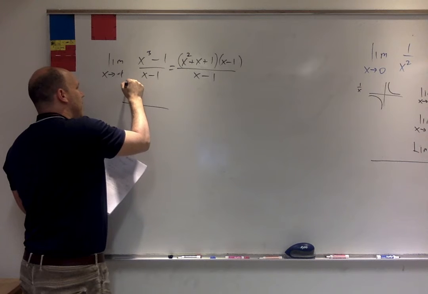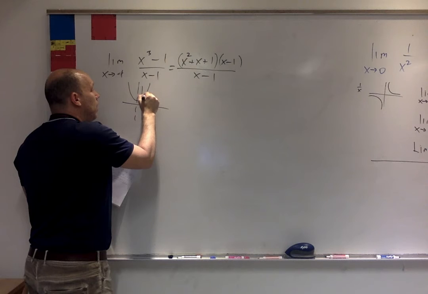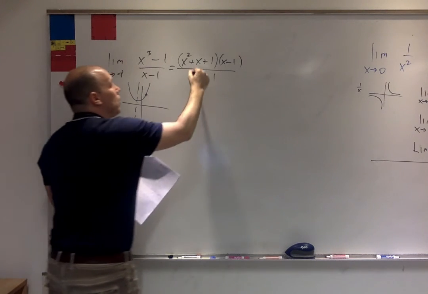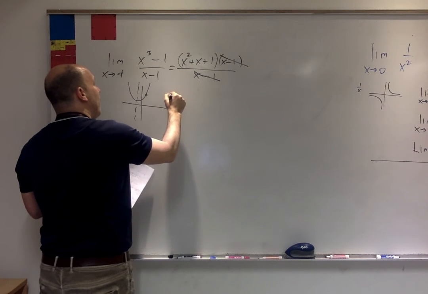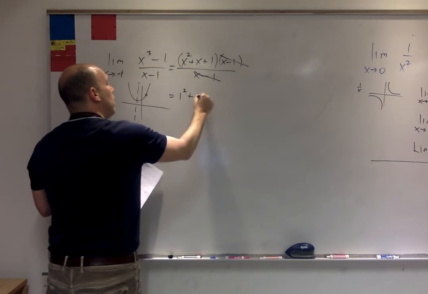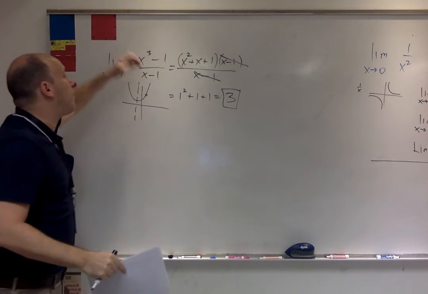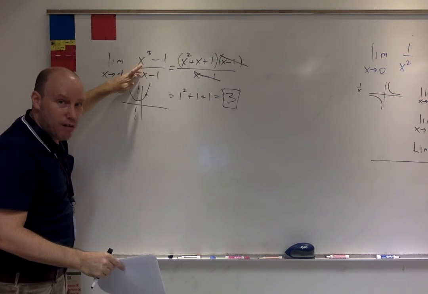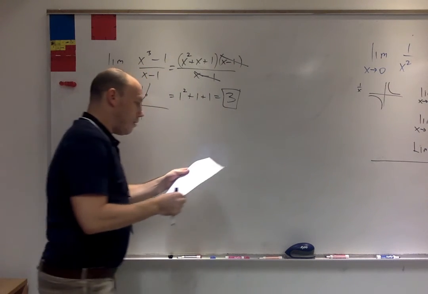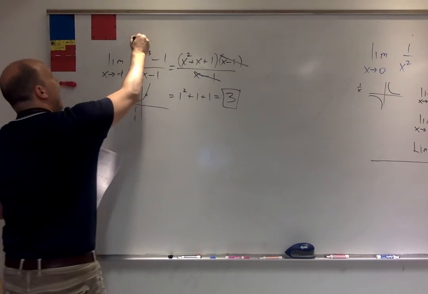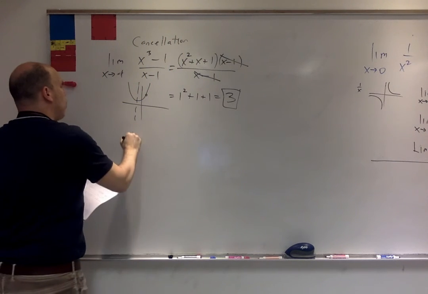It looks something like this, I think. Yeah. And there's a hole at 1. And the idea is cross out the factors and then substitute it in. So we have 1 squared plus 1 plus 1 equals 3, and that's the limit. So that's the trick. Whenever you get a polynomial over a linear, see if you can factor it and cancel each other out. Good. This is called cancellation. Another trick is called rationalization.